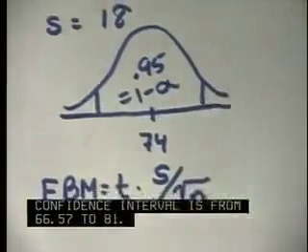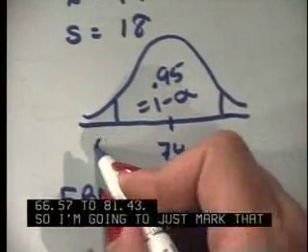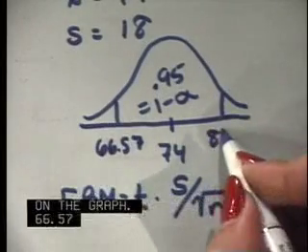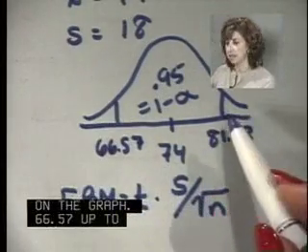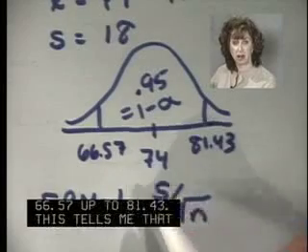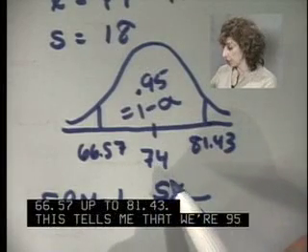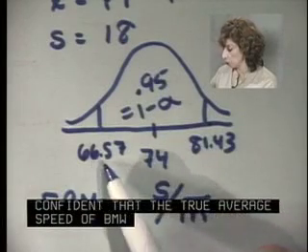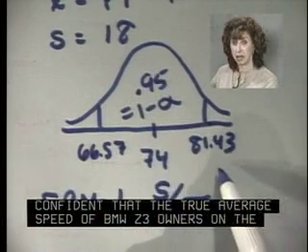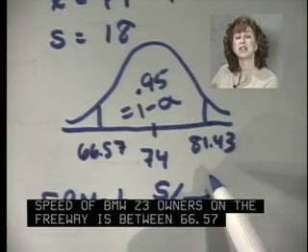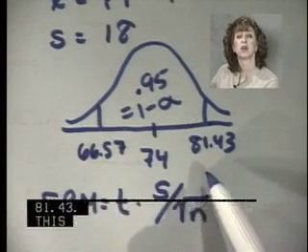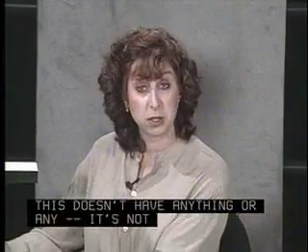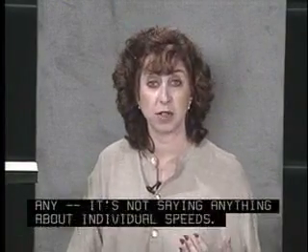So I'm going to just mark that on the graph. 66.57 up to 81.43. This tells me that we're 95% confident that the true average speed of BMW Z3 owners on the freeway is between 66.57 and 81.43. This isn't saying anything about individual speeds. It's only talking about the average speed.